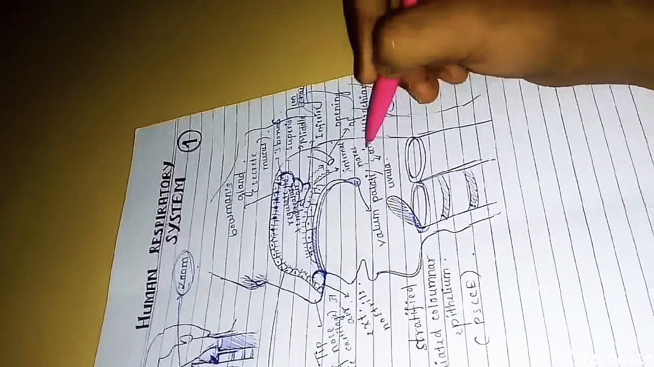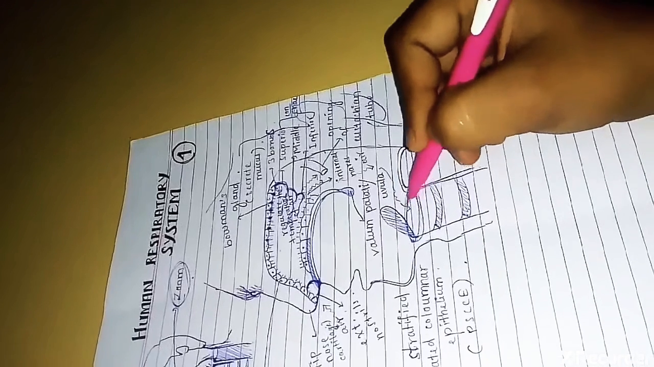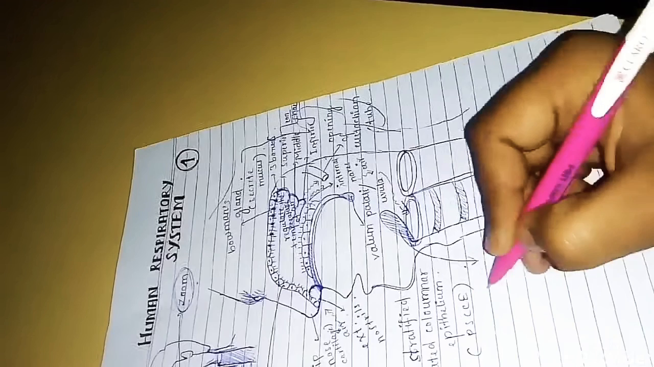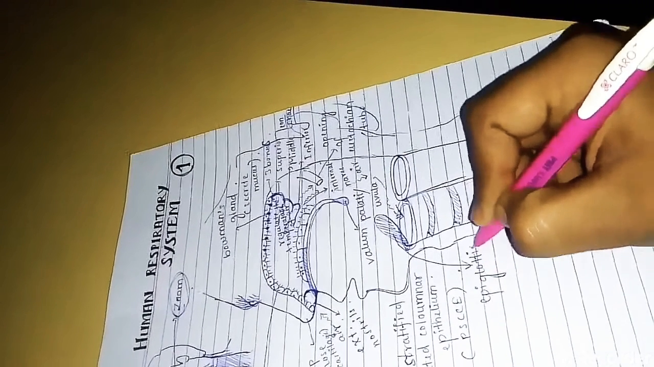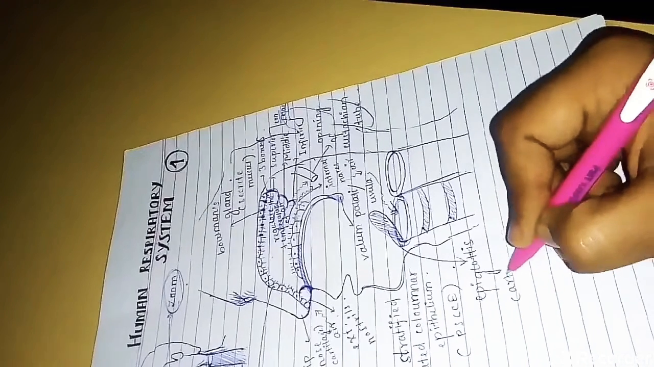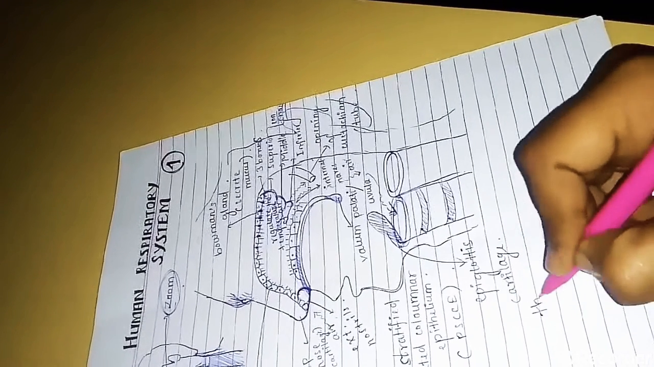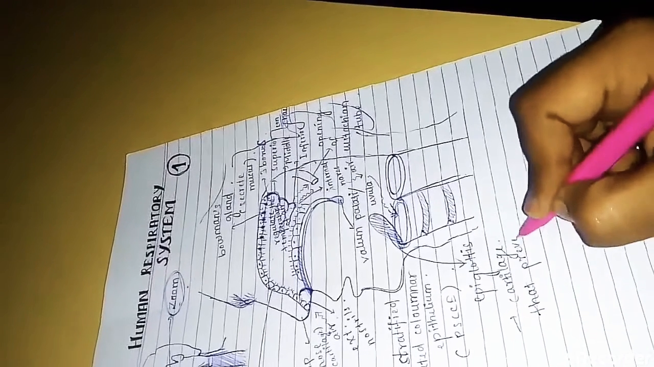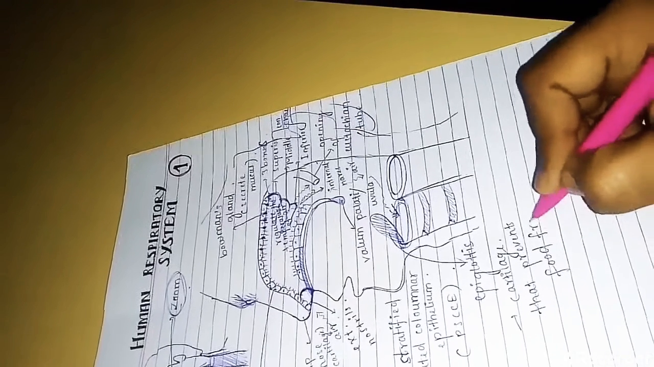Here comes the air, and crossing the glottis, it enters the windpipe or the trachea. This structure is a cartilage known as the epiglottis, which prevents food from entering the windpipe or the trachea.